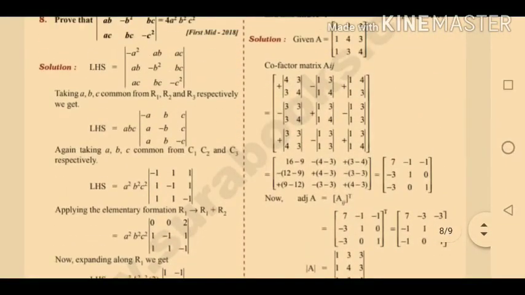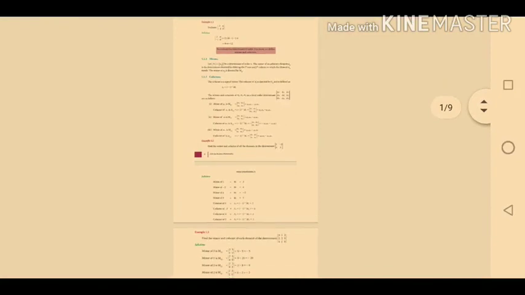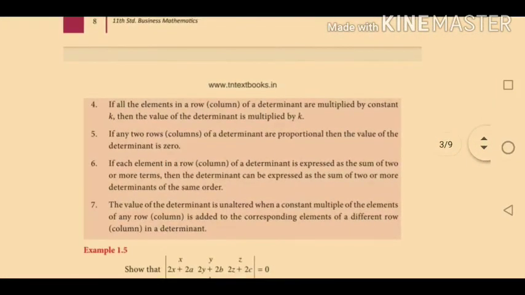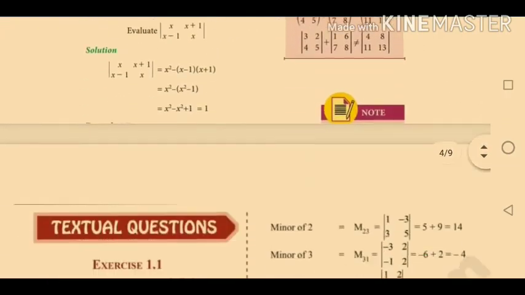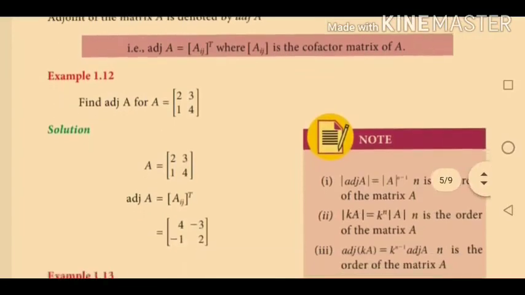Adjoint of A equal to, listen, wait. Adjoint of A, exercise 1.2.